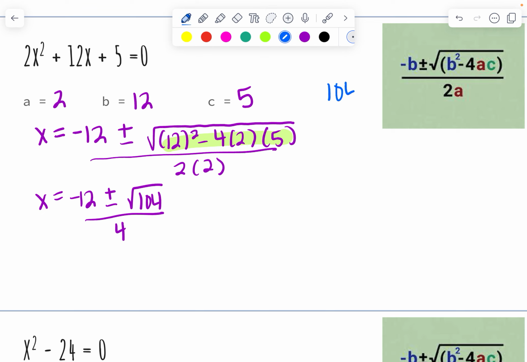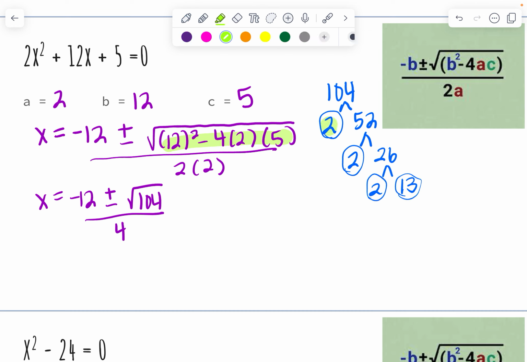If we split up 104, we can start by doing 2 and 52. 2 is prime. 52 is 2 and 26. 2 is prime, and 26 is 2 and 13, which are both prime. So it looks like I have a pair of 2's that can go on the outside, and then my 2 times 13 will have to go on the inside. So this ends up being 2 times the square root of 26, is what the square root of 104 ends up simplifying to.